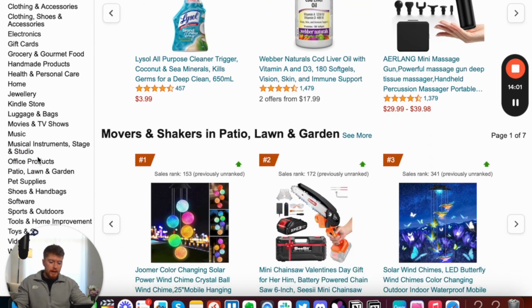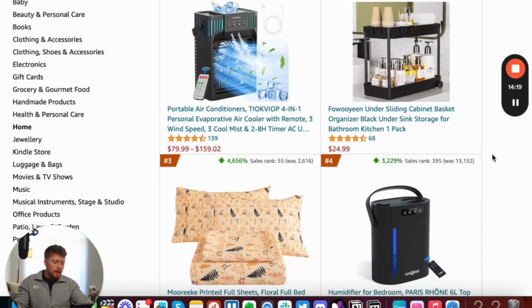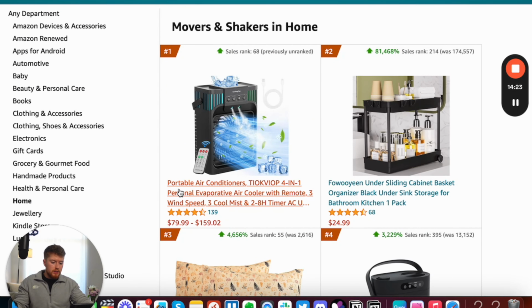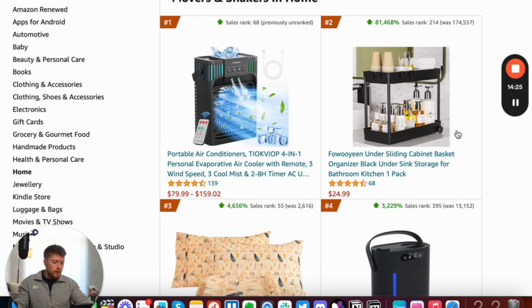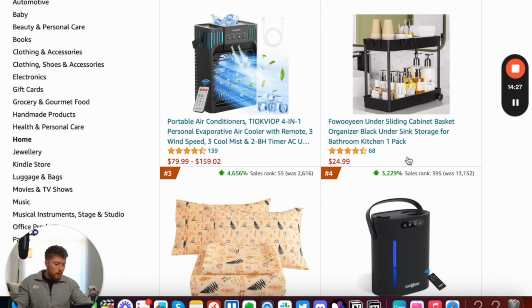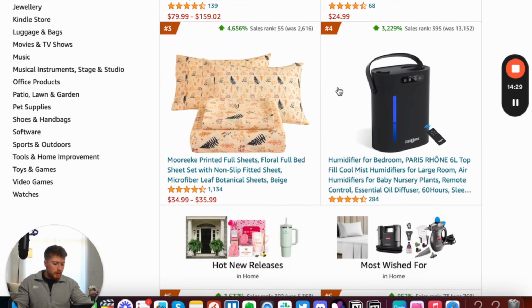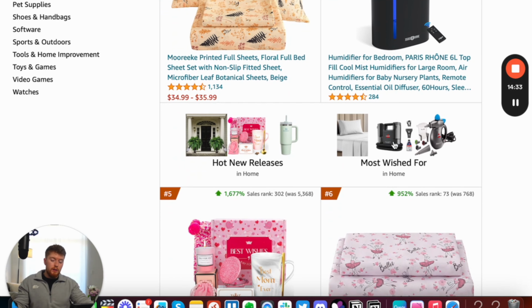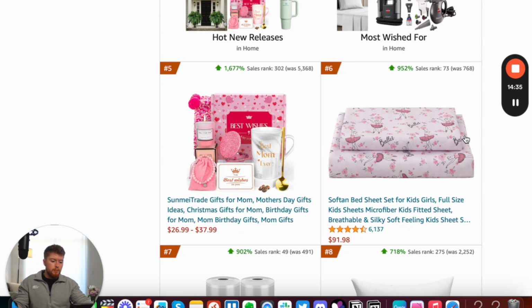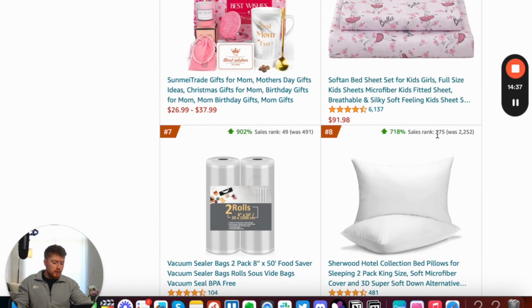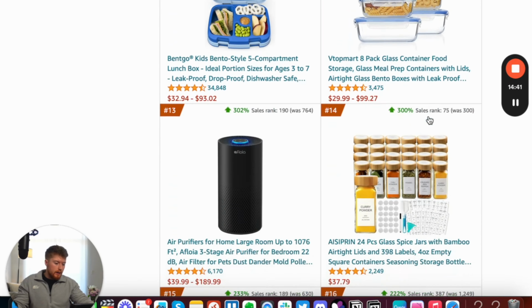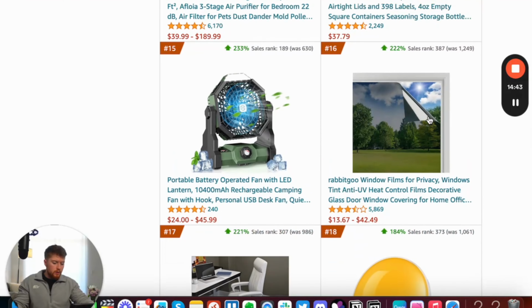So if we went back into, let's just use home, right? We were looking at kind of home and kitchen before, but we can see that we've now got portable air conditioners that are ranking really high. I wouldn't sell something like that. What is this? We've got bed sheets. That might be an idea. People moving from their winter bed sheets into spring and summer bed sheets. Maybe those silks, moving away from the fleeces, and so on and so forth.